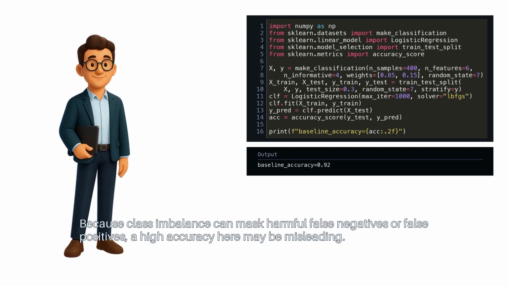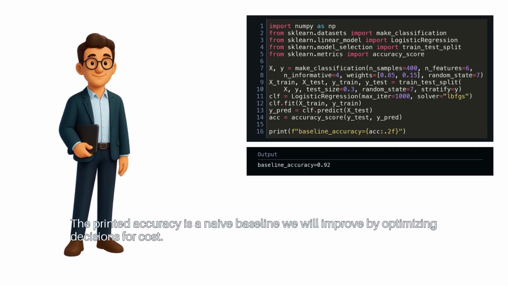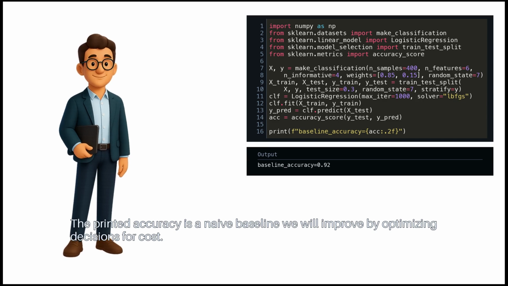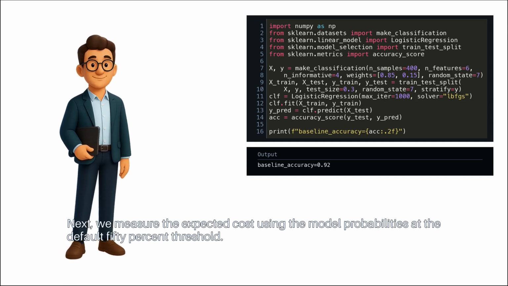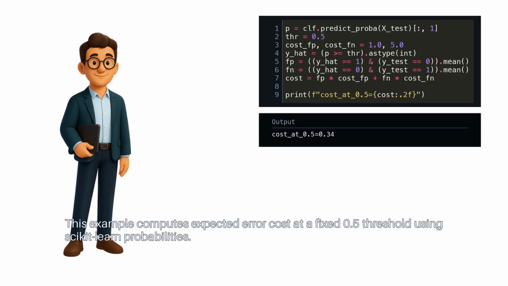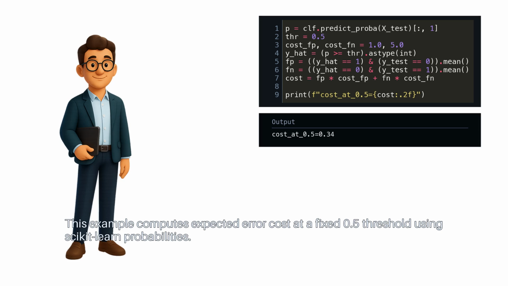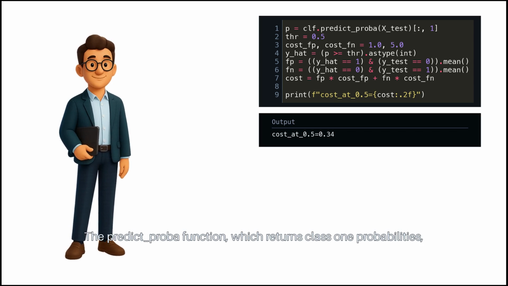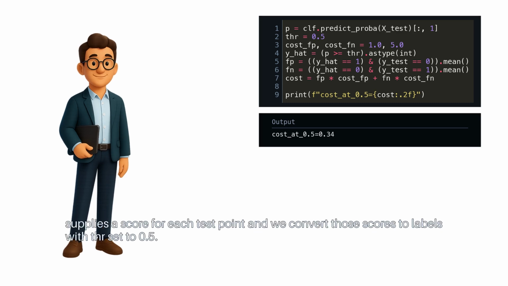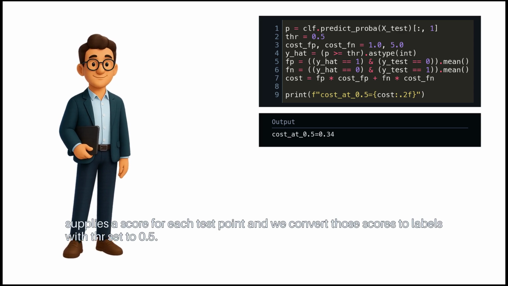Because class imbalance can mask harmful false negatives or false positives, a high accuracy here may be misleading. The printed accuracy is a naive baseline. We will improve by optimizing decisions for cost. Next, we measure the expected cost using the model probabilities at the default 50% threshold. This example computes expected error cost at a fixed 0.5 threshold using scikit-learn probabilities. The predict_proba function, which returns class 1 probabilities, supplies a score for each test point, and we convert those scores to labels with the threshold set to 0.5.